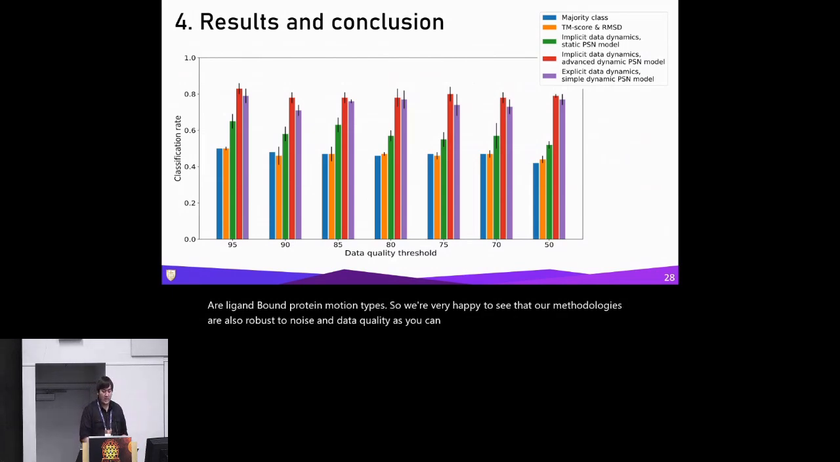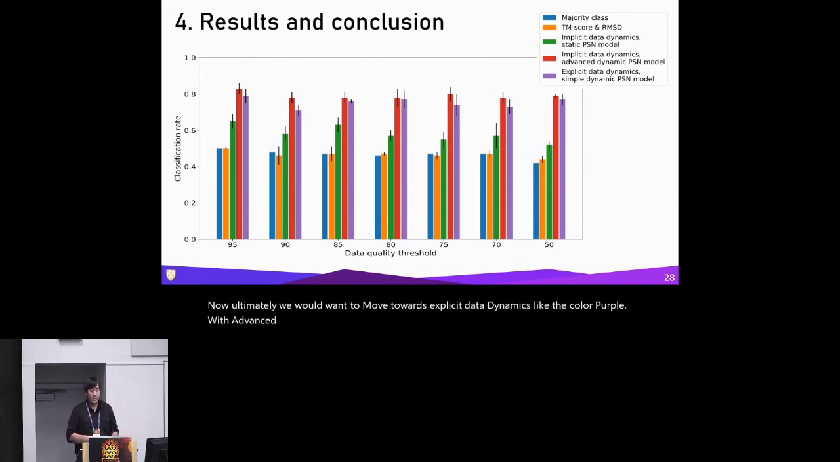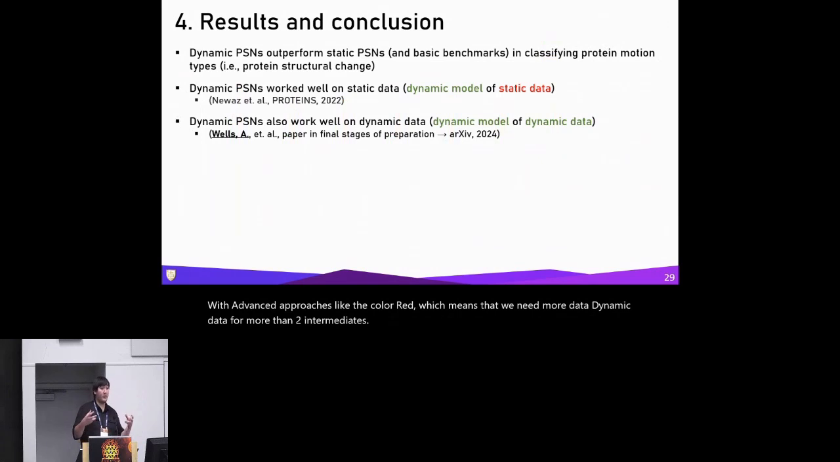Now, ultimately, we would want to move towards explicit data dynamics, like the color purple, with advanced approaches like the color red, which means that we need more data, dynamic data for more than 2 intermediates. So just imagine if we had more intermediates.